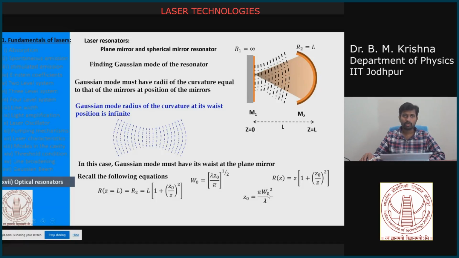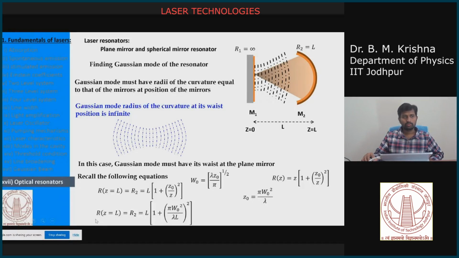Using different techniques you can find out your W naught, that is your beam width. From this beam width you can calculate z naught, because you know the wavelength of light you are using experimentally, and you can measure W naught using different techniques. One of the techniques is the knife edge experiment. Using the knife edge experiment you can calculate your W naught. Pi is a constant, so from that you can get z naught. So in this case you substitute your z naught in this equation.